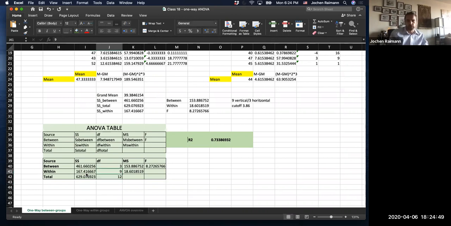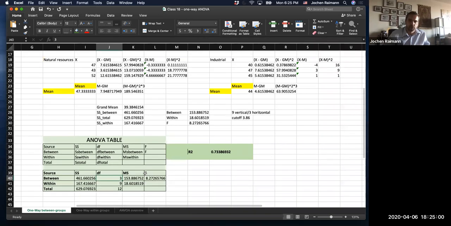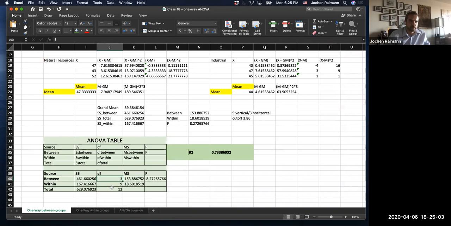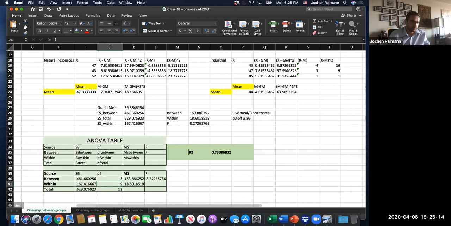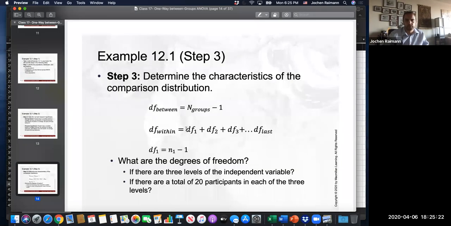So, all this being known, now let's move on. In the Anova table, what do we have next? We have the degrees of freedom. The degrees of freedom for the between is the number of groups minus 1. If we need the within number, the degrees of freedom within is the total degrees of freedom minus the number of groups.